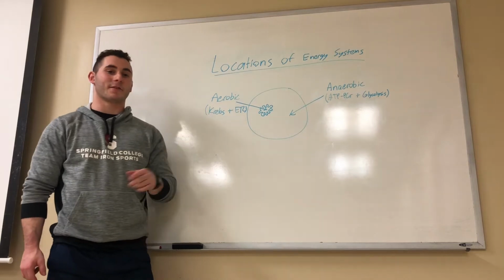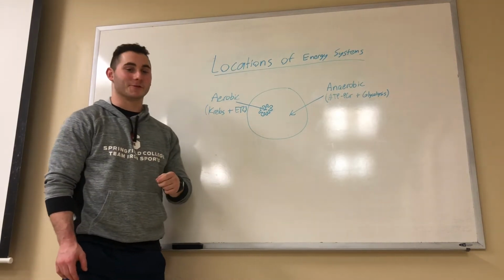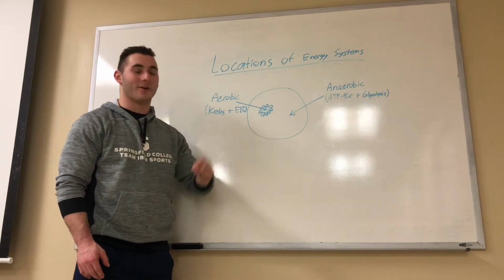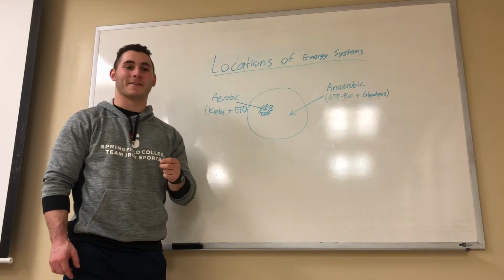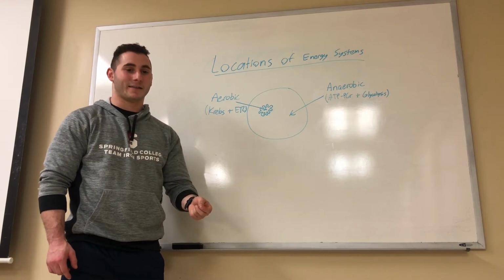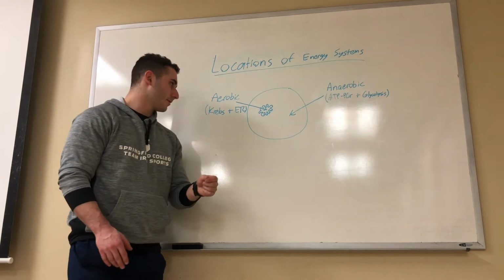So next on the list is the location of energy systems. You can see here, this is my cell drawing. There is just cytosol and a mitochondria for the purposes of this explanation. Know that there are more things in a cell than that. This is just to enhance your understanding of energy systems.